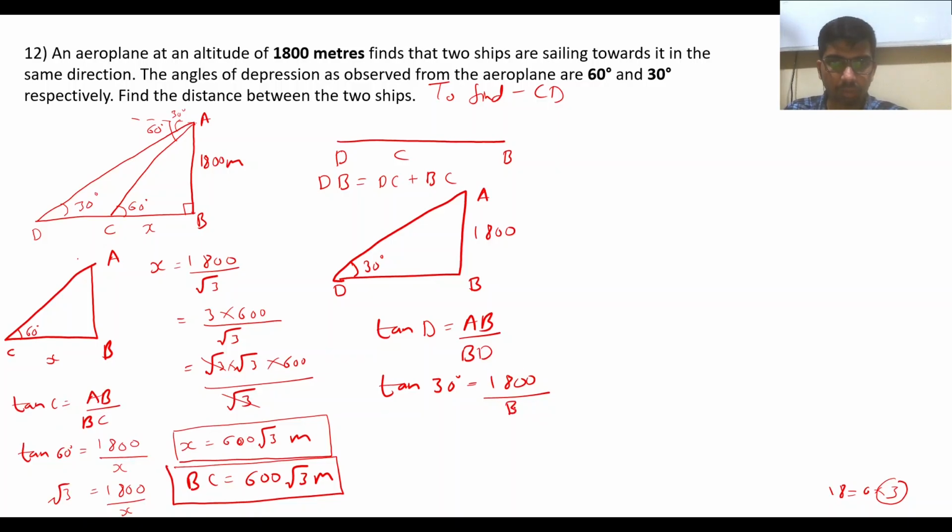So BD को ऐसे ही रहना. Tan 30 1 by root 3 हो जाएगा. 1800 upon BD. Now cross multiply. So BD will be 1800 root 3. Clear? I'll write here again. BD is 1800 root 3. पर BD कैसे बने? BD is DC plus BC.